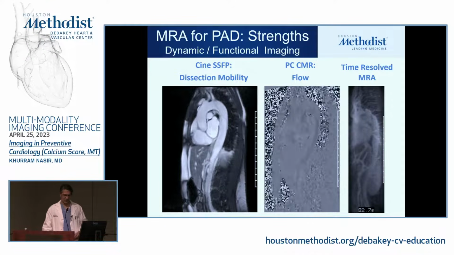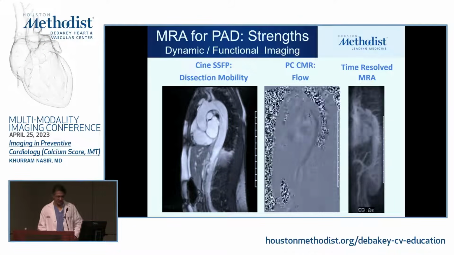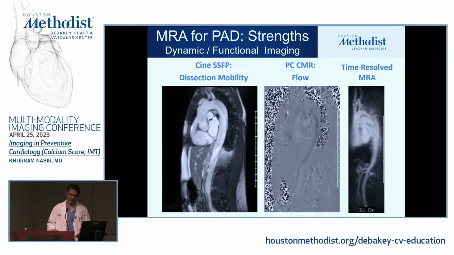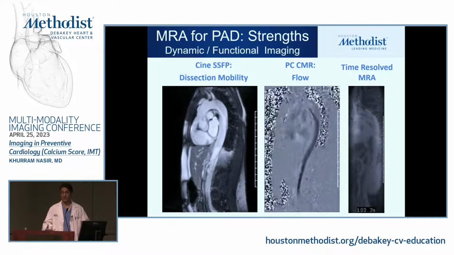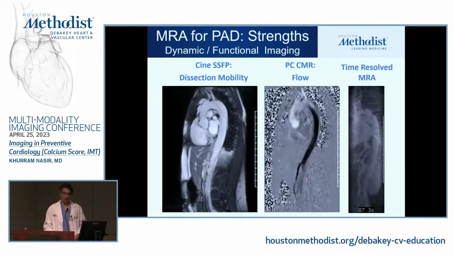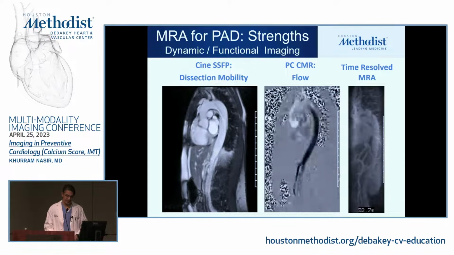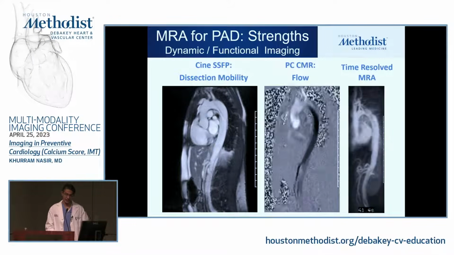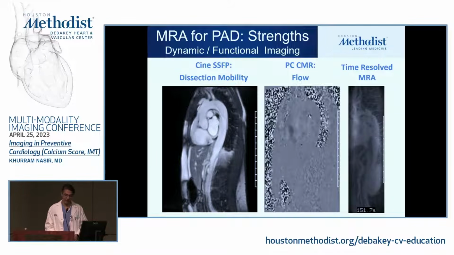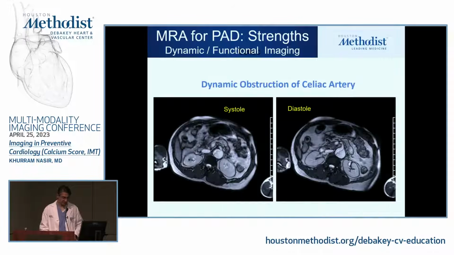I'm going to skip over this because I don't think it's relevant. In patients who have dissections, we have other tricks. This is just showing you the functional ability with MRI, where we can actually see the flow of blood with phase contrast. We can actually see the timing of flow with our time-resolved MRI. And if we actually wanted to create a cine of a vessel, we can do that as well.